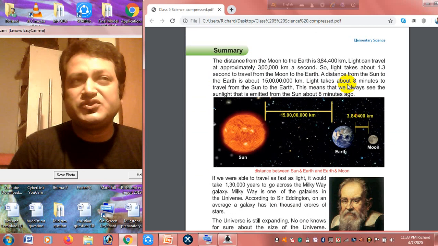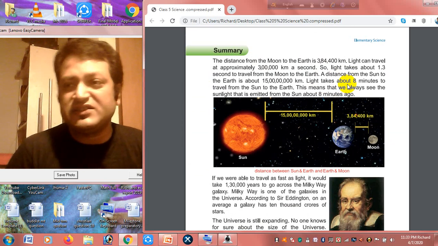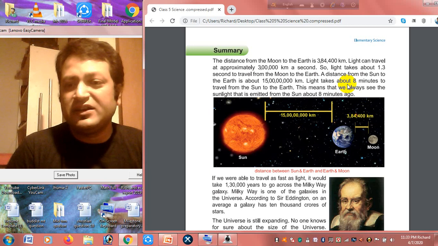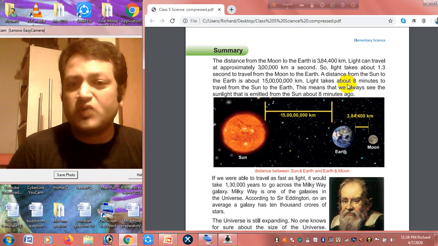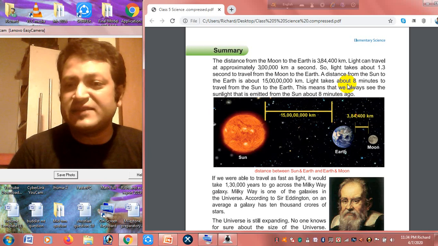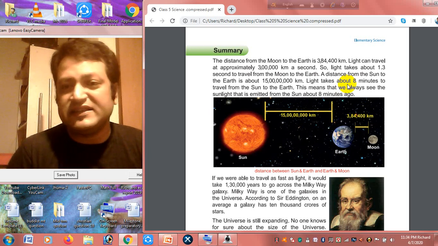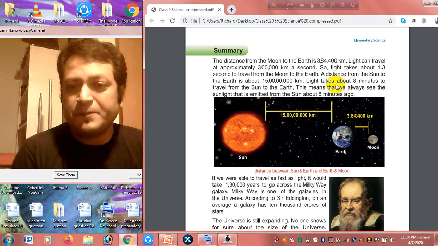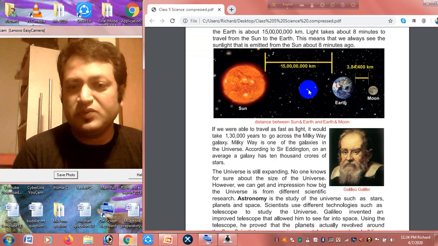From Sun to Earth, how many minutes does light need to arrive? It is almost 8 minutes, and from Moon to Earth, it is 1.3 seconds. How can scientists identify these things? Very easy. If you divide the total distance by the speed of light, you easily get the time.